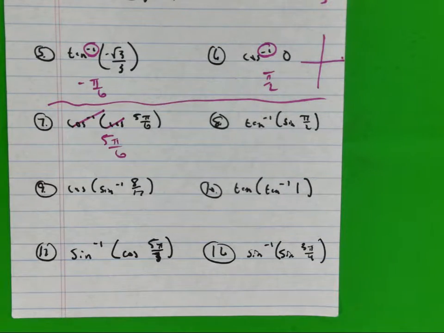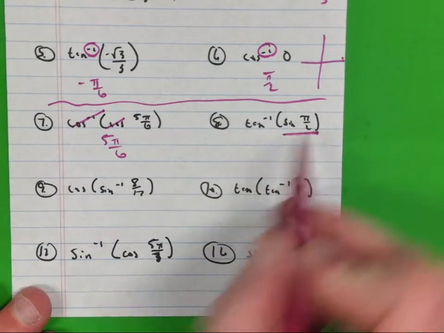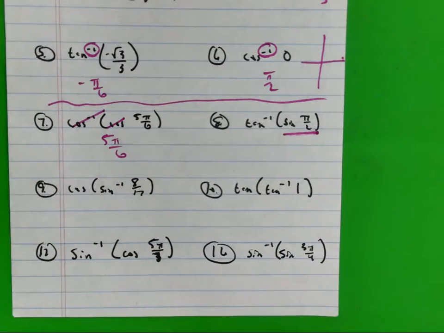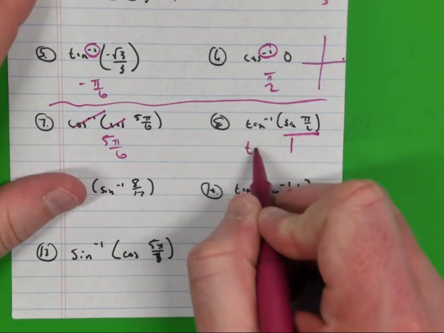Alright, number 8. Got arc tan and sine. You're going to work from inside out. Sine of pi over 2. There's no thinking backwards. This is regular sine of pi over 2. Pi over 2 is right here, isn't it? What's your coordinate right here? 0, 1. What is your sine value? 1. Okay. So I'm going to put 1 right here.